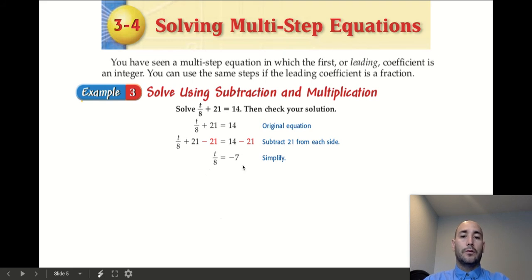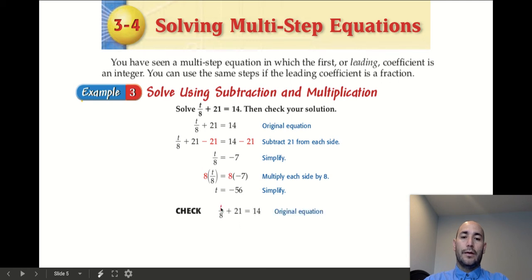Then I'm going to multiply both sides by 8 because that's the opposite, right? The undoing of dividing by 8. Those will cancel out, leaving me with t equals negative 56, because 8 times negative 7 is negative 56. So again, let's go ahead and check it.